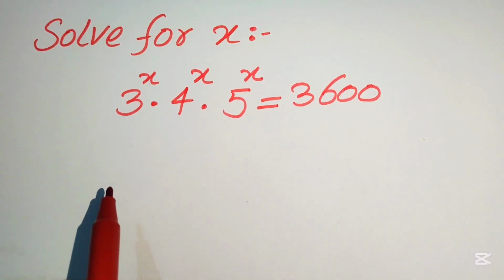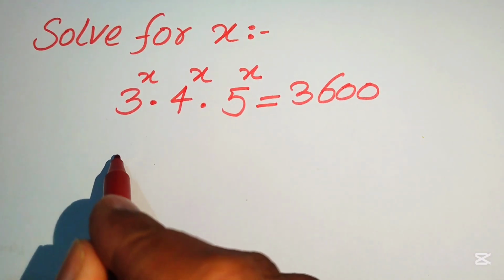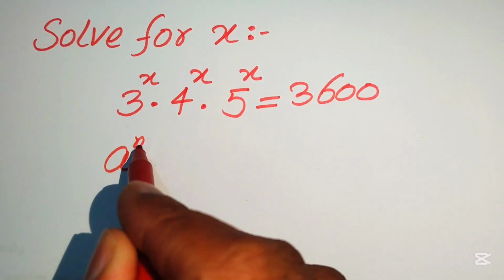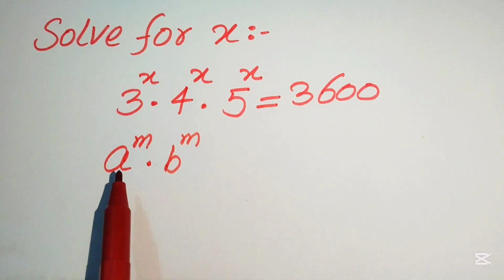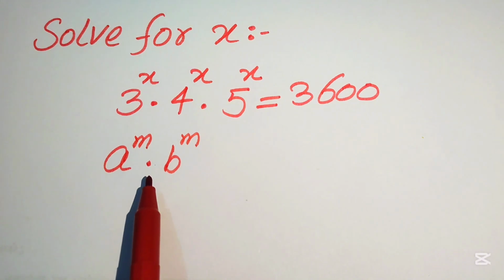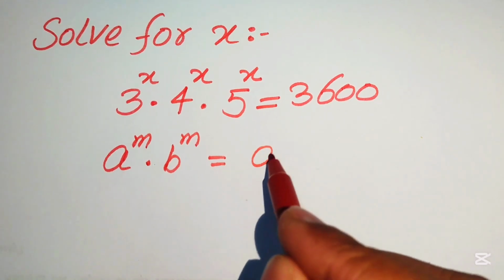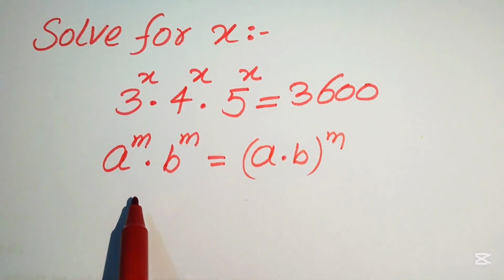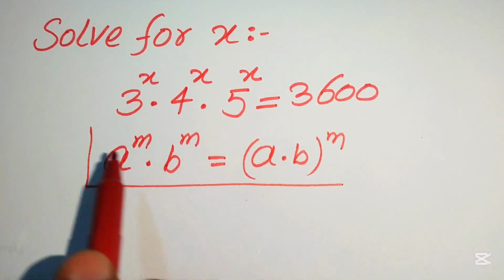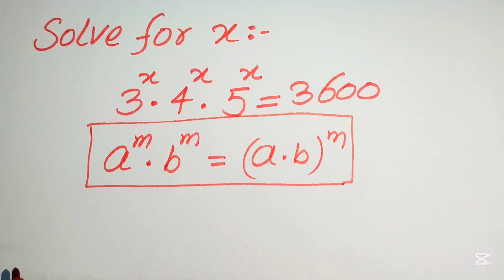So first we need to use the nice exponential law. You know that if we have a to the power of m into b to the power of m, where the bases are different but the exponents are the same, then you combine the terms and write it as a times b, and its exponent is m. We use this rule to solve the above exponential equation for the value of x.